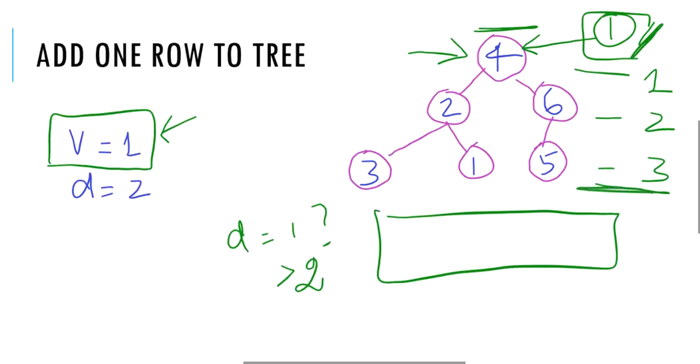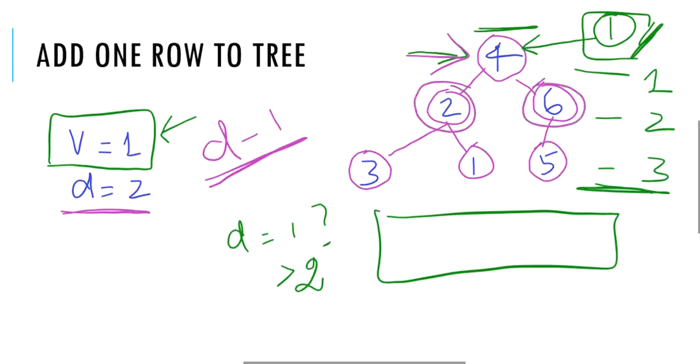The same way we are going to iterate and find the previous level to the depth. That is, if depth is equal to 2, we are going to find the level d minus 1, that is depth 1. So once we reach our depth minus 1 level, we are going to hold its left and right children in temporary values and create new nodes and attach them to the particular level and then further add its children to the newly created nodes.